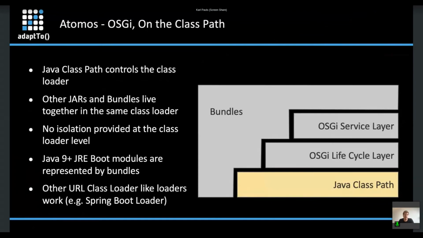And then we also support the Java class path. That means if you have a bundle that's on the class path of the framework, it will pop up in the framework automatically. Obviously, you don't get the class loader isolation in that case. But the nice thing is that we can also support just any URL class loader in that case. So if you're, for example, inside a Spring Boot loader jar, that works as well.